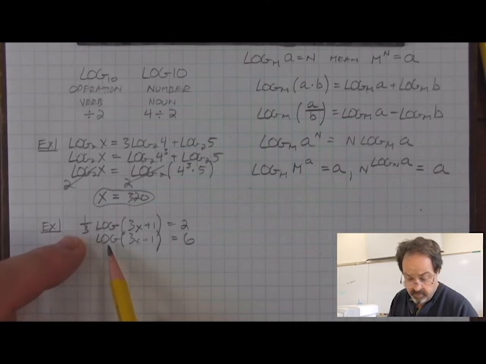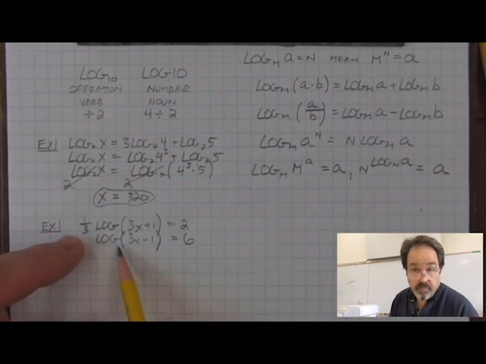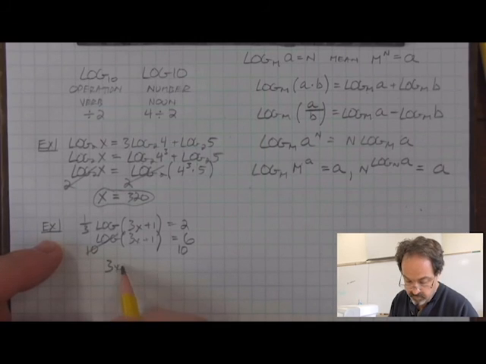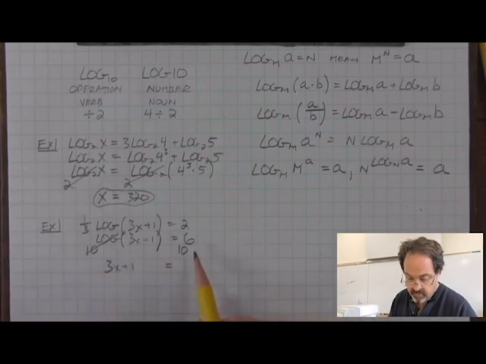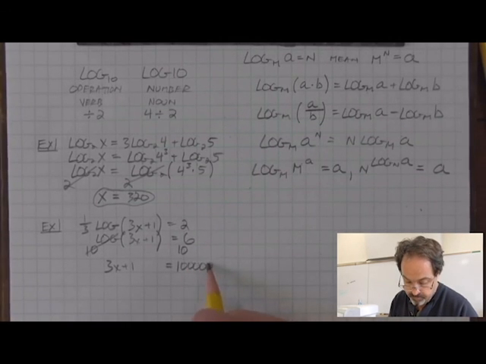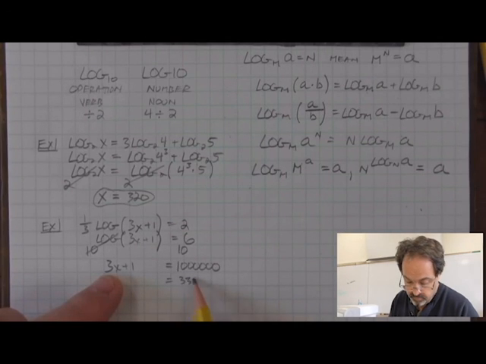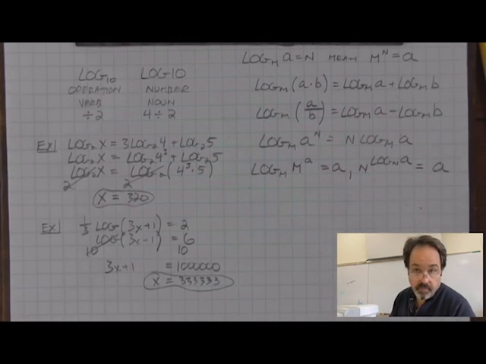Undoing this log, I want to consider what its base is. If it's not shown, it's common log base 10. So if I power base 10 both sides, I'll clear that common log, leaving 3x plus 1. And on the right side of the equation, 10 to the 6th is 10 times itself 6 times, which will give me 1,000,000. Now what I need to do is subtract 1 from both sides and then divide by 3. Subtracting 1 will give me 999,999, and that can be divided by 3 into 333,333. Log properties are very useful.